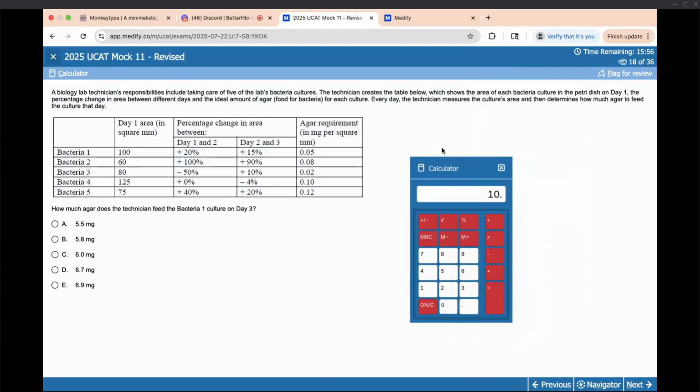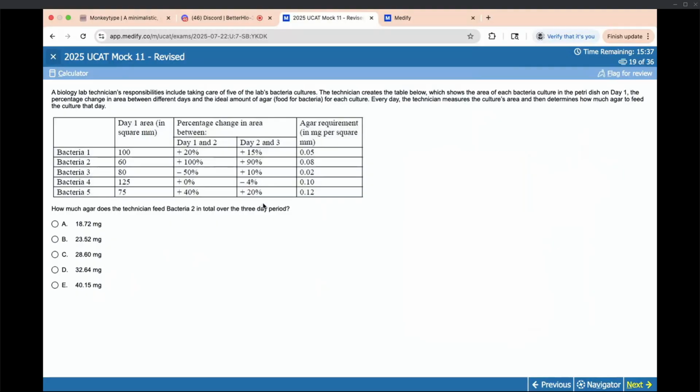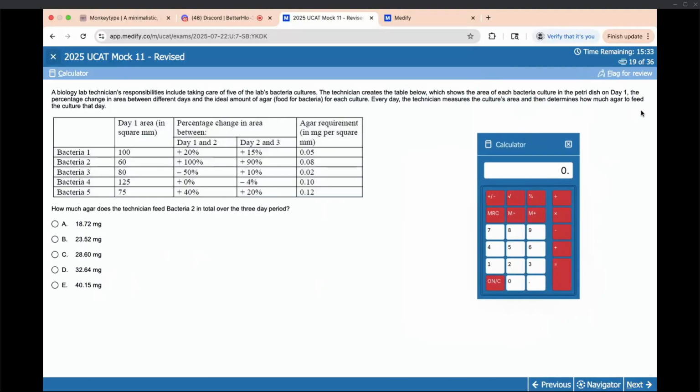You have 1.2 times 100. So it's 120. And then you have 1.15 times 120. So 138 times 0.05. So it's 6.9 milligrams. How much it got in the 3-day period. So you have 2 times 60, 120, then 1 plus 0.9, so 1.9. This one. So 228 plus 1. Okay, so 228 plus 1 plus that. That's not right. Alright, there we go.